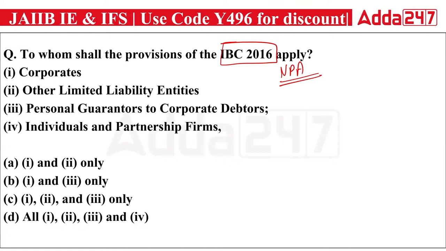To whom does it apply? Corporates, other limited liability entities, personal guarantors to corporate debtor, individuals and partnerships. So the Insolvency and Bankruptcy Code, that is IBC, actually applies to the corporates, the other limited liability entities, the personal guarantors to corporate debtor, and the individual and partnership firms. So your right answer will be D. All of the above are the categories to which the Insolvency and Bankruptcy Code 2016 applies.